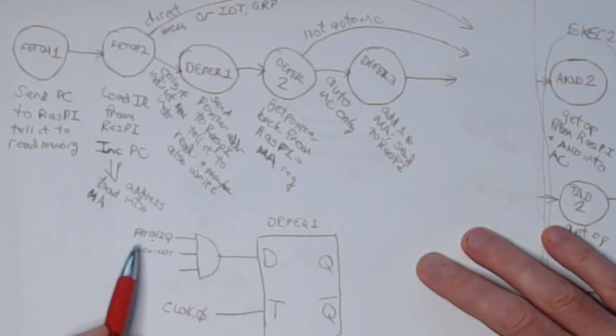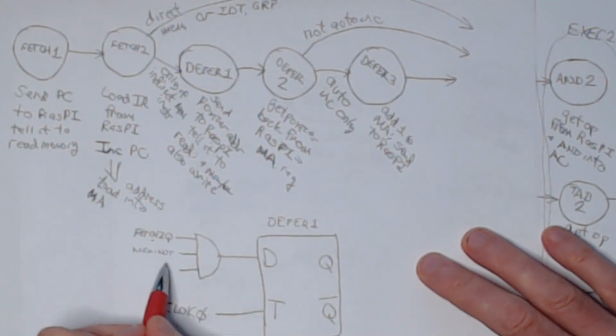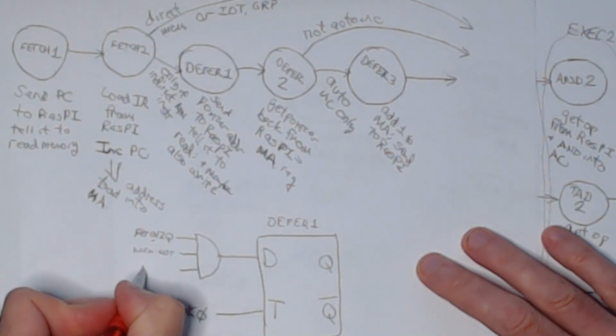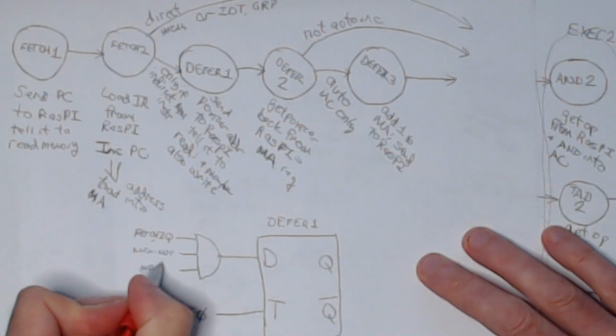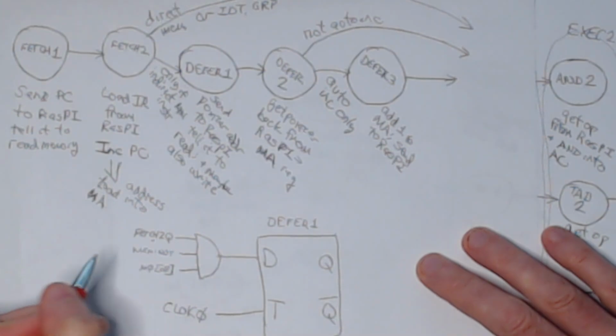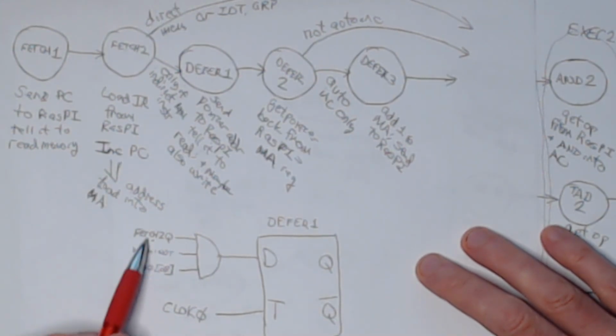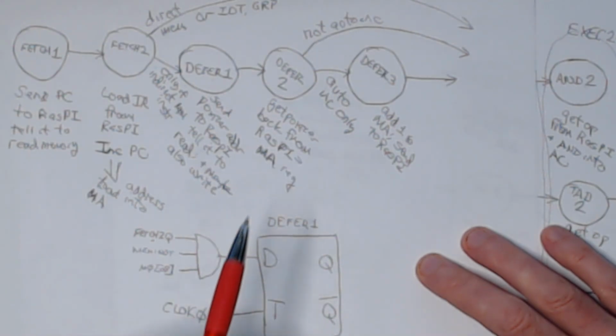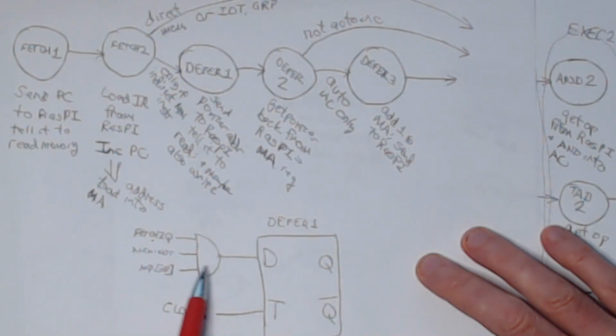Okay, there's a memory reference instruction being loaded in the instruction register, and we also have an indirect bit, which shows up in MQ8. So if all three of those things are true, and then the clock comes along to chunk it into the next state, then it's going to go into defer 1, and this flip-flop is going to set.